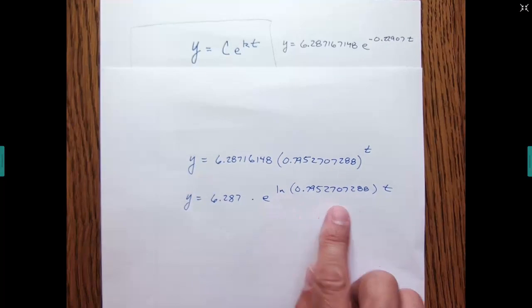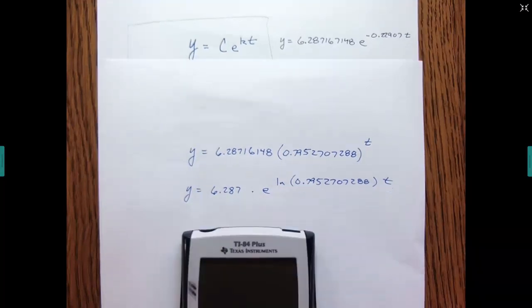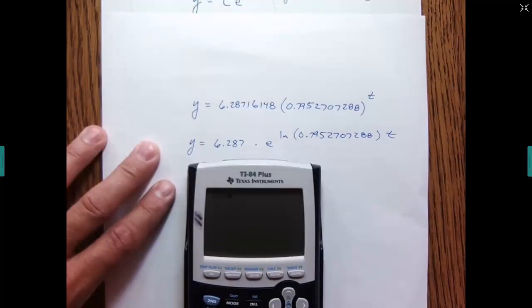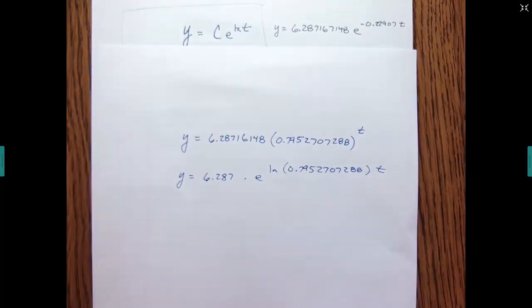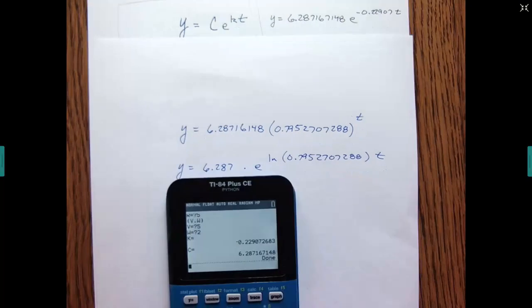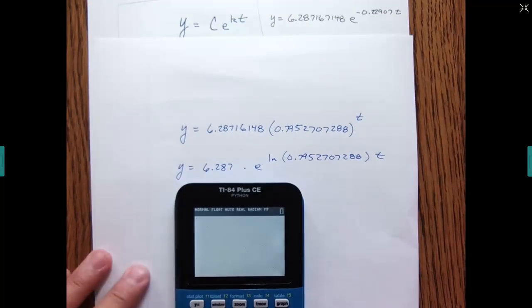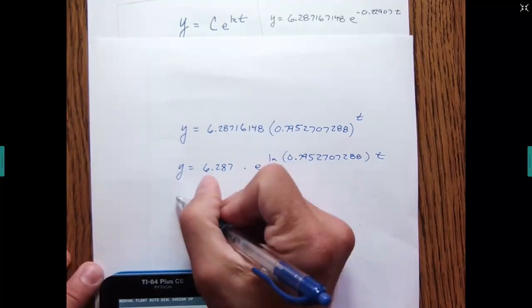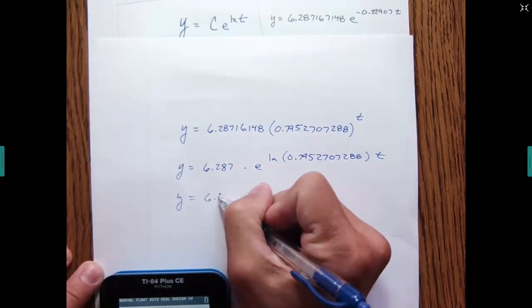So I'm going to take the natural log of this number. Let's see what that's equal to. My calculator's not showing up very well. Let me grab a different one. Yeah, this one shows up a little better. Clear. So I'm going to take the natural log of 0.79527. And there we go. That actually brings us back to this right here. So we were able to see that it's all the same.